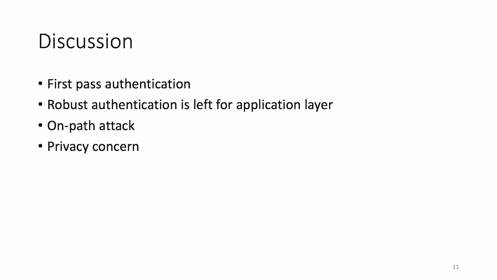As I mentioned before, our system just provides information for a first-pass authentication. The robust authentication, like username and password, is left for the application layer. We also sacrifice the defense against on-path attackers. It may also raise some privacy concerns.